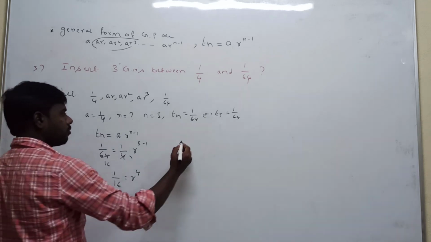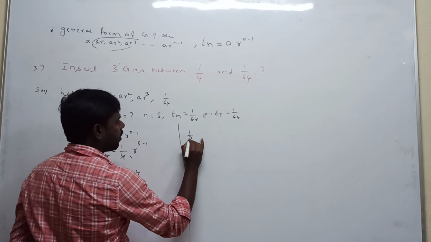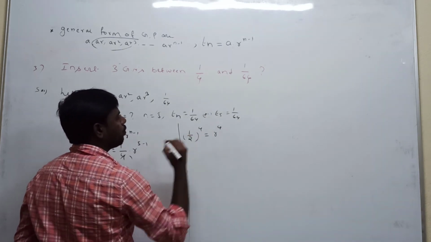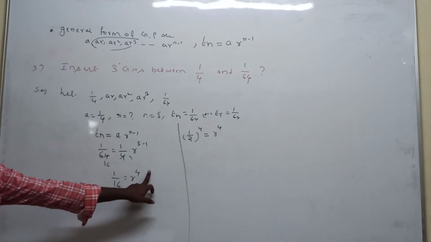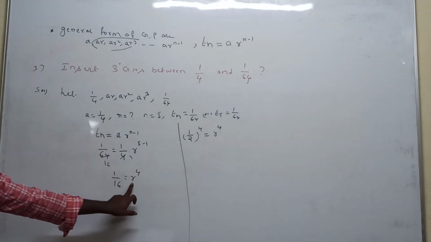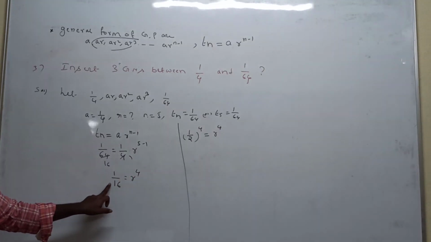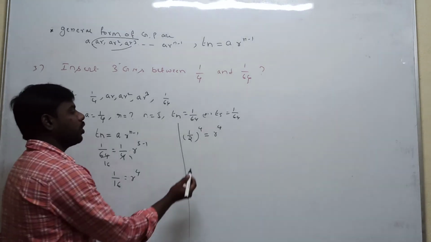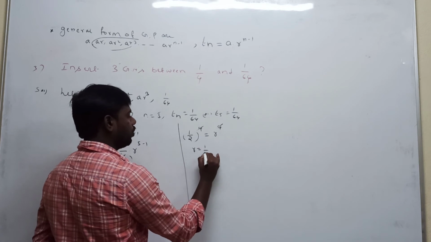Now, 1 by 16 can be written as 1 by 2 whole to the power of 4, is equal to r to the power of 4, because on the right hand side r to the power of 4 is there. So to calculate r, we eliminate the power. Which element multiplied 4 times gives 16? 1 by 2 whole to the power of 4. Both sides, power 4 gets cancelled. R is equal to 1 by 2.